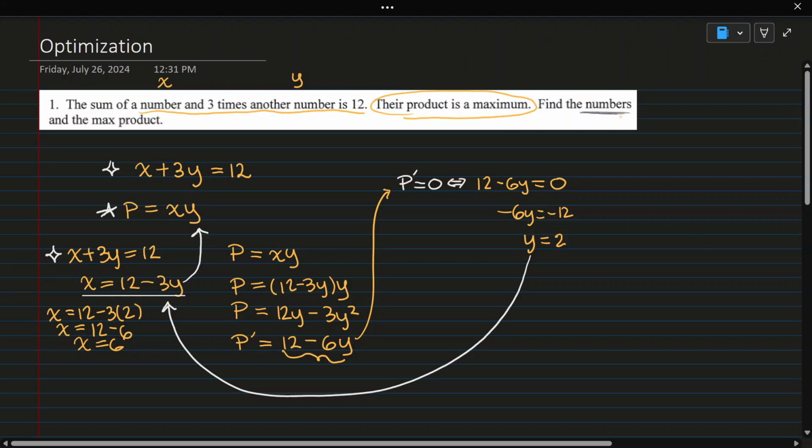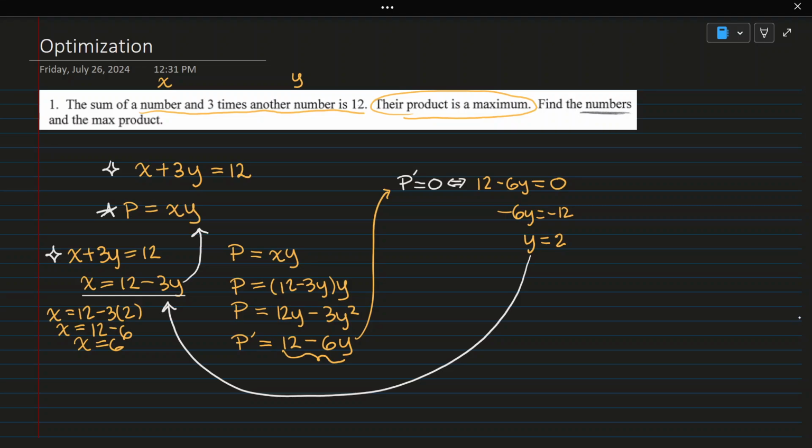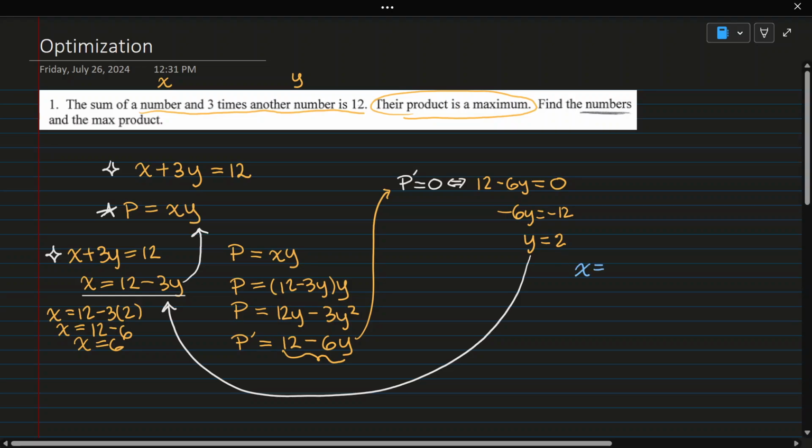So we want to find the numbers. So we found our numbers, right? I'll write them here in blue. x equals 6 and y equals 2, and we want the max product. So our max product is our product when we plug in our maximum values here. It's going to be x times y, or in other words, 6 times 2. So our maximum product is 12.